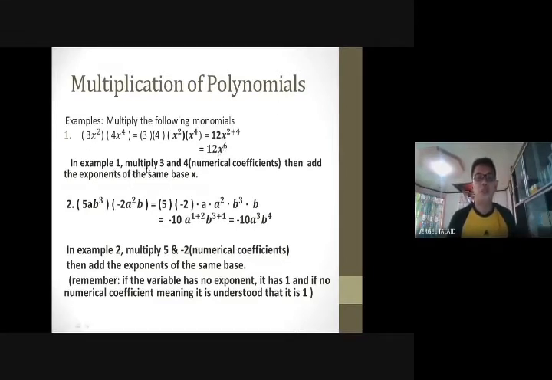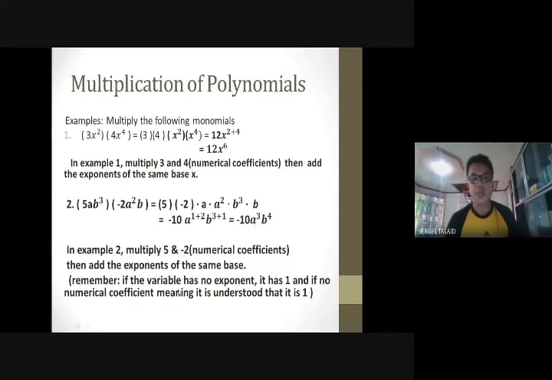So in example 1, we multiply 3 and 4, the numerical coefficients, then add the exponents of the same base x. Now the second example is to multiply 5 and negative 2. Those are the numerical coefficients, so we multiply, and the result is negative 10. Then a times a squared is a cubed. Then b cubed times b, it is understood that there is an exponent 1 here. So we add the exponents, 3 plus 1 is 4. Therefore our answer is negative 10 a cubed b to the power of 4.